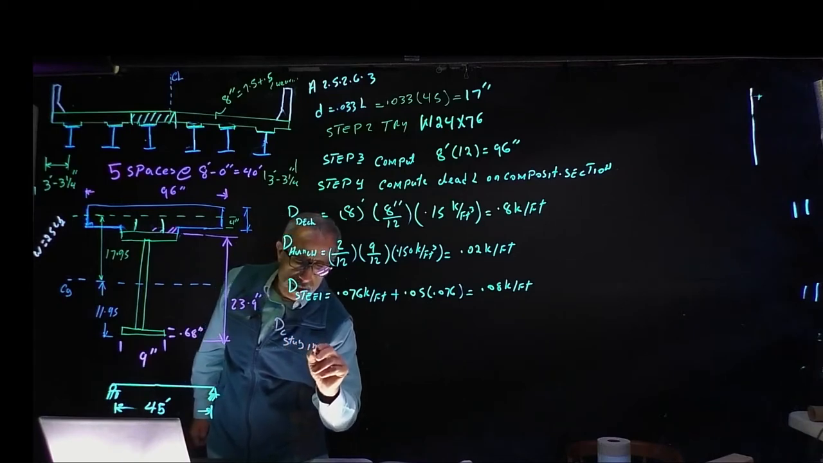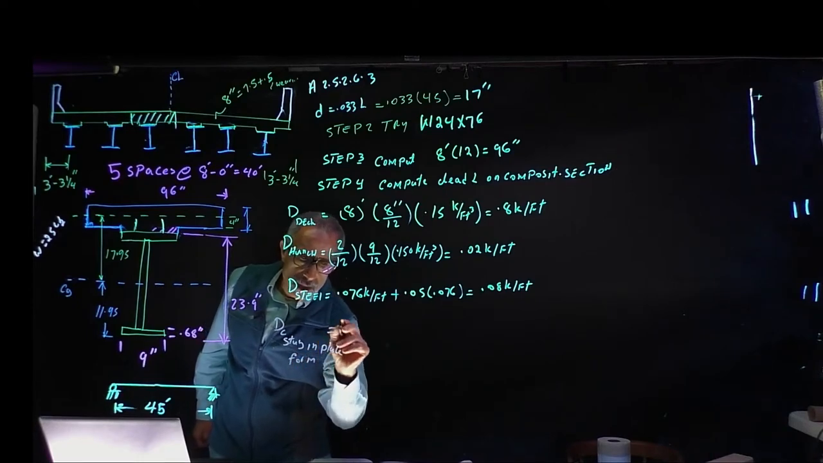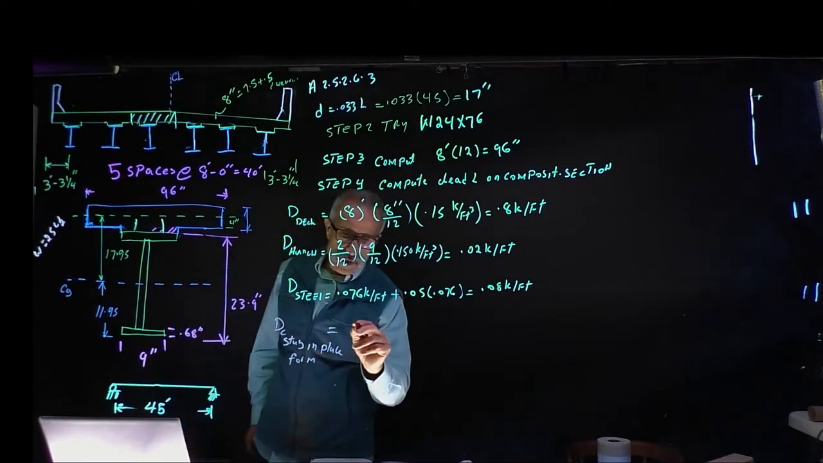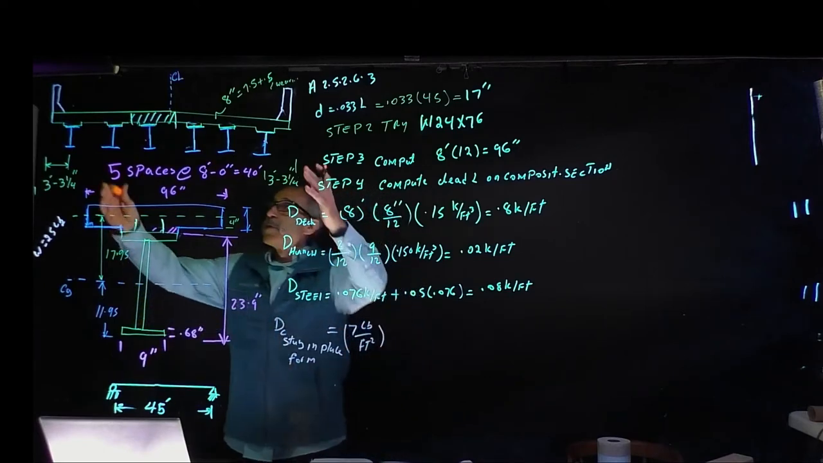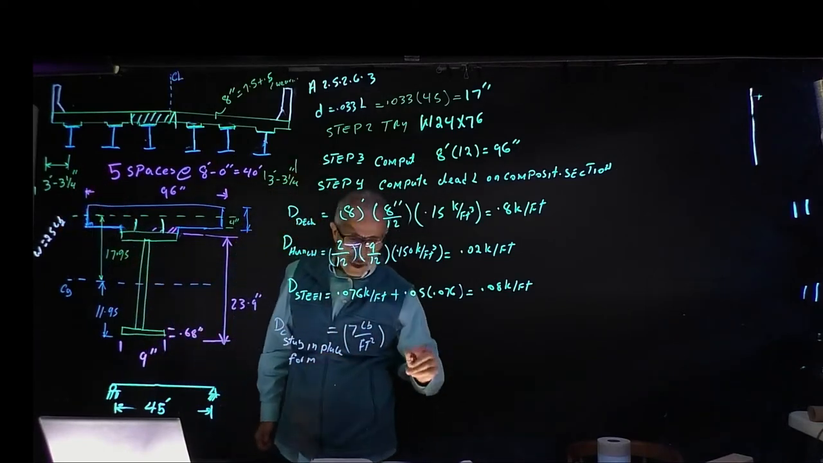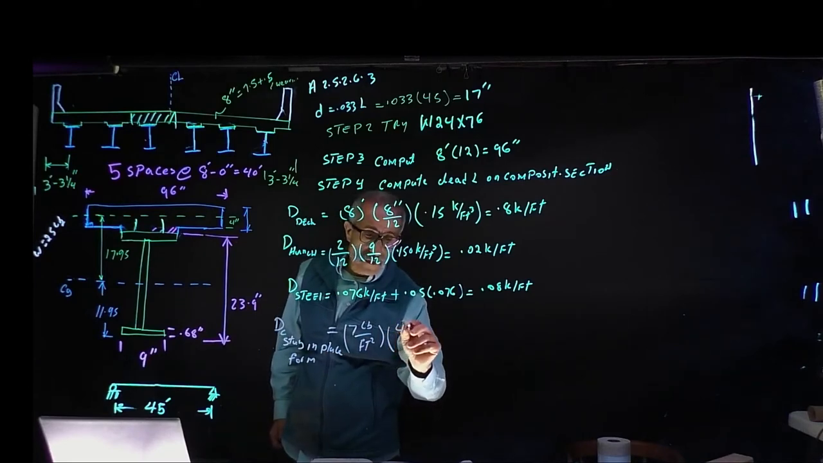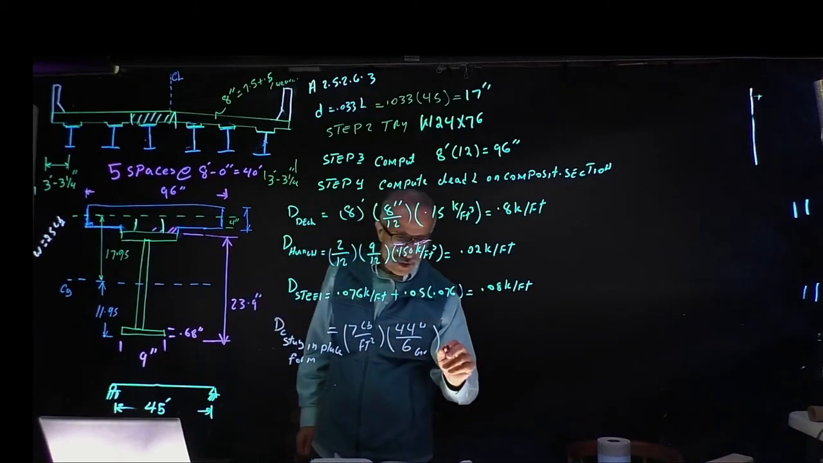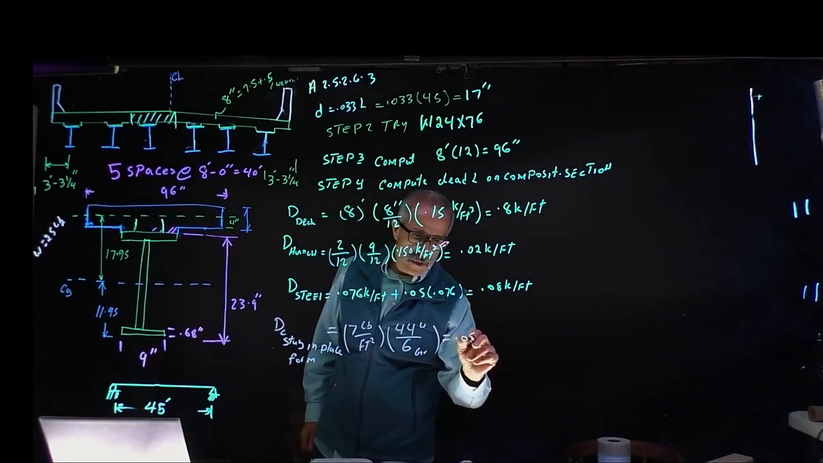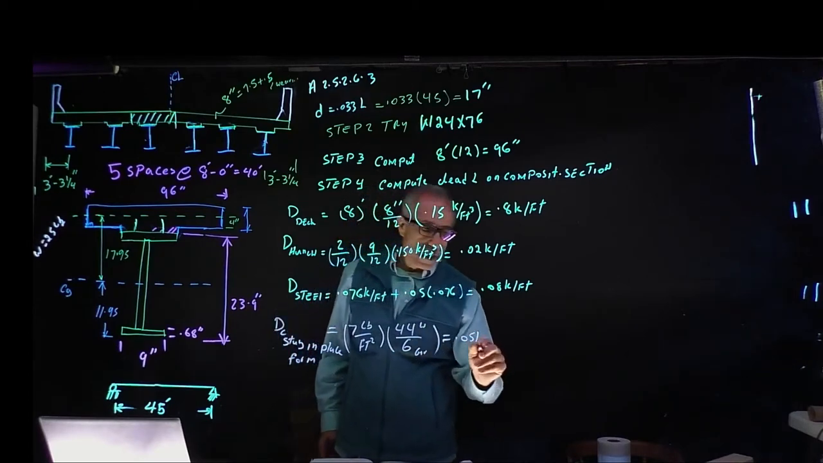Stay-in-place form, and let's say that's about 7 pounds per square foot, and multiply that by, say, the width of our girder is 44 feet, the 40 feet roadway is 44 feet wide, divided by 6 girders. So this is a girder, this is the width of the roadway. And that's going to come out to 0.051 kip per foot.